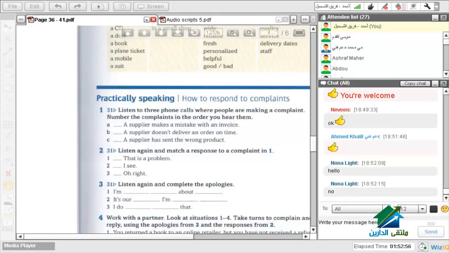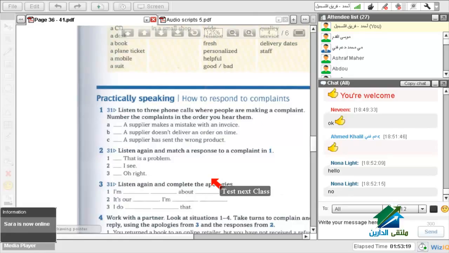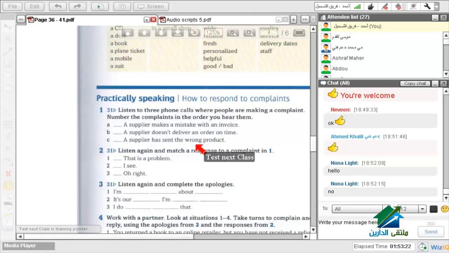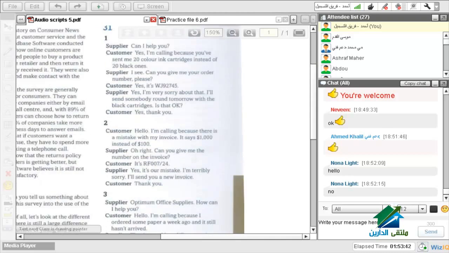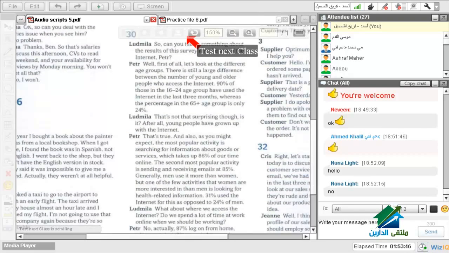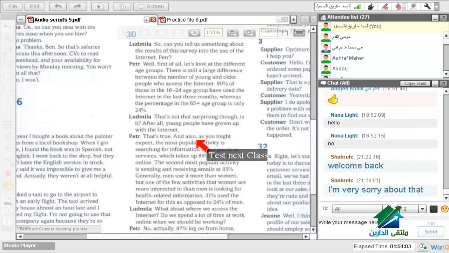And I guess in audio number 31, you had a lot of responses to complaints. So repeating or re-listening to this audio will add a lot. Inshallah, you need to listen again and again. Exercise number, and you check, can you answer question number 3? What is the answer here? It's in the script. Where's the script? Audio script. Can you find the answer now, please?